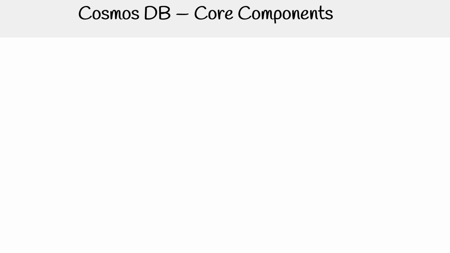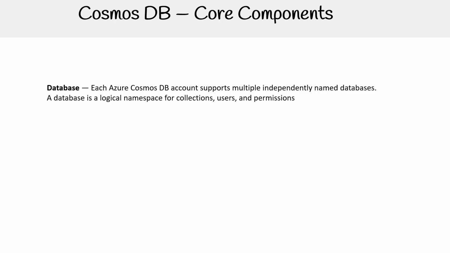portal, you're going to spin up a database. And so the idea is that when you choose a database, this is going to be a logical namespace for your collections, your users, your permissions. It's going to determine the API that you do choose. Once you've chosen your database, then you need containers.